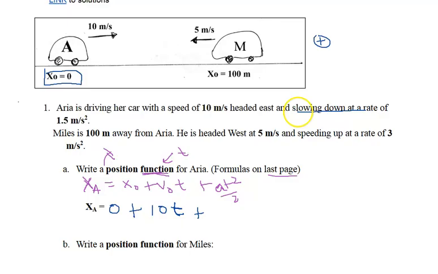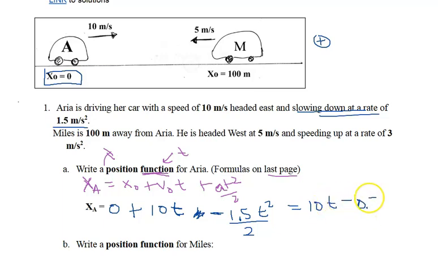A is what the environment is doing to her, in this case, the brakes. She's slowing down, which means the acceleration has to have the opposite sign as the velocity. So that is negative 1.5 t squared over 2. Don't forget the 2. Okay, and then you can rewrite this as 10t minus 0.75 t squared. Just take that and reduce it to a single decimal.